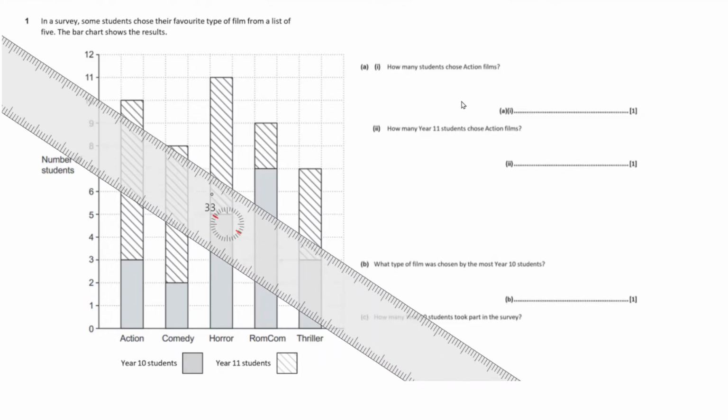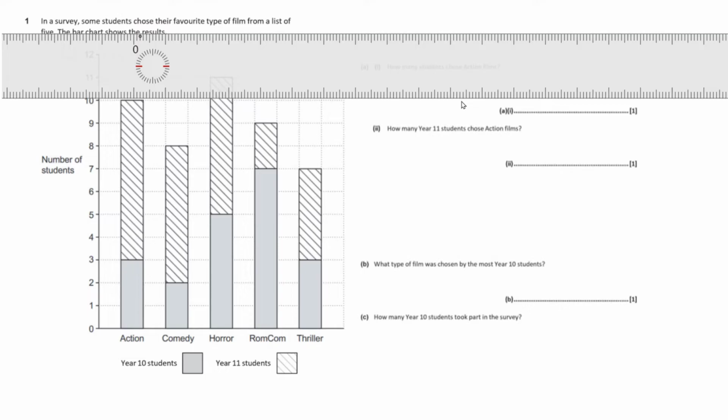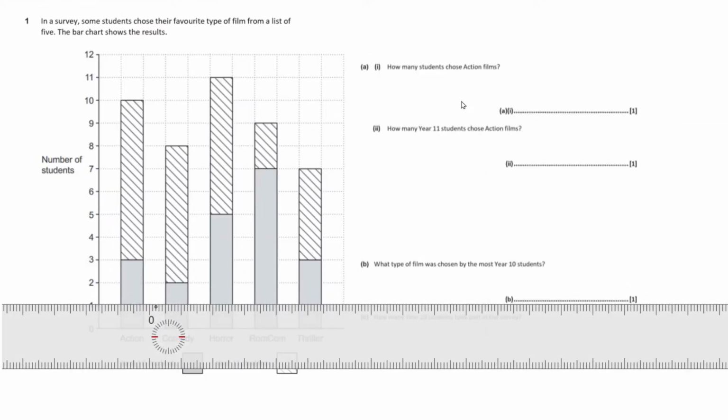Question 1. In a survey, some students chose their favourite type of film from a list of 5. The bar chart shows the results. You can see a bar chart. We've got bars for action, comedy, horror, rom-com and thriller for both year 10 and year 11 students. It's a composite bar chart, so we've got both year 10s and 11s on the same bar. So let's have a look at the questions. How many students chose action films? That's just the height of the action bar, isn't it? And we can see the action bar is of height 10. So that's going to be 10.